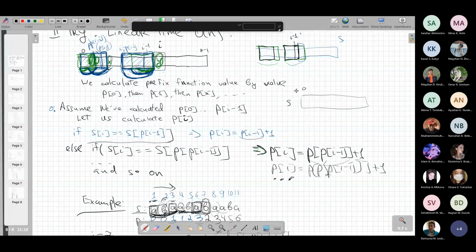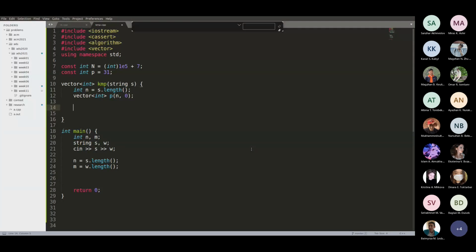Because we have a string s starting from 0. And then we'll add position i. So position p of i is actually this position. So this is the length p of i. This is the position p of i. This string from 0 to p of i minus 1 is this string, and the position would be this. So we want to compare this with this. And then we want to compare p of i minus 1 and so on.